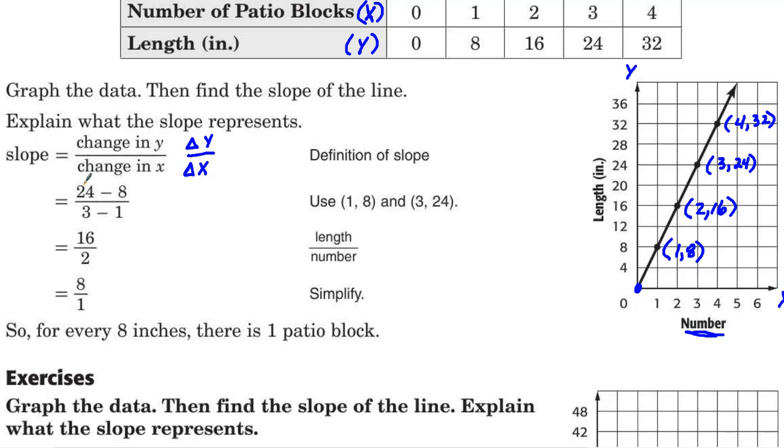So they used the point 24, 3 right here. So the y was 24, that was the number of inches. The 3 was x, that was the number of blocks. And they used this point. The 8 was the number of inches, the y value, and the 1 was the number of blocks. Let's get in the habit of this. Put delta y over delta x.